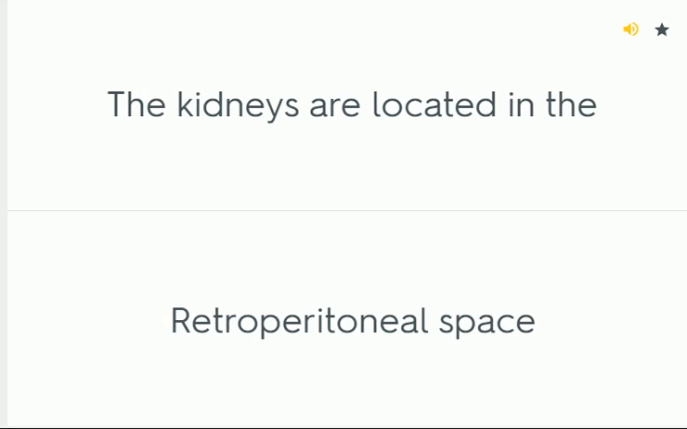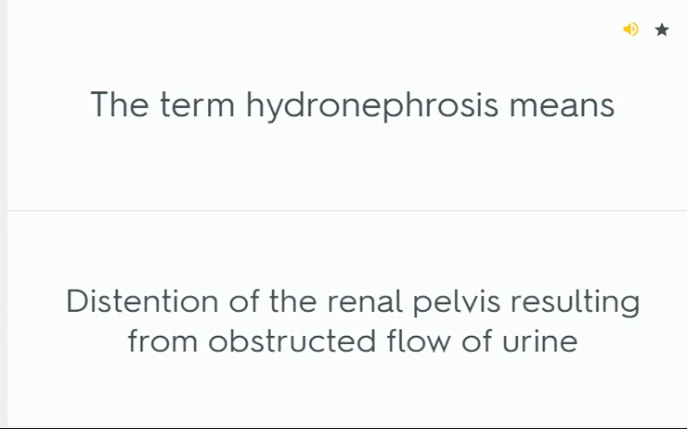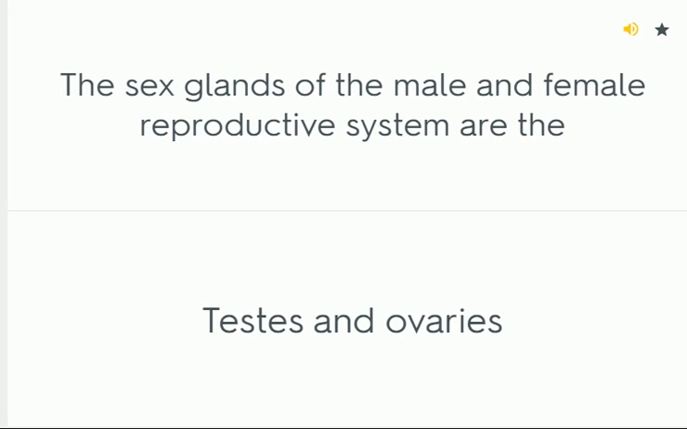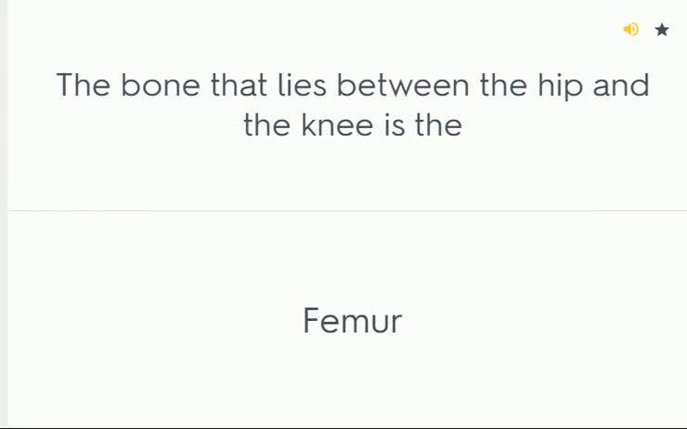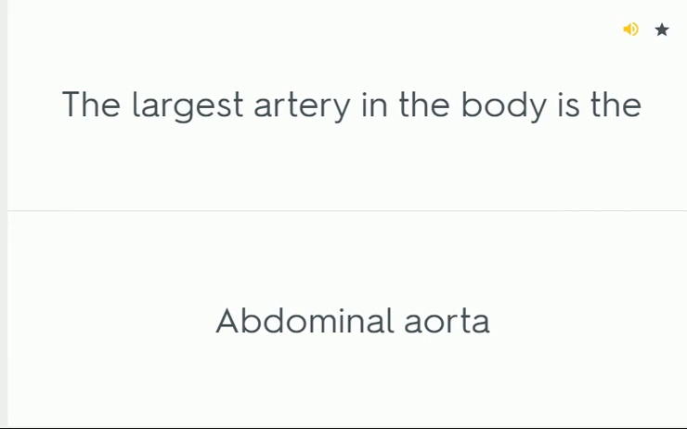The kidneys are located in the retroperitoneal space. The term hydronephrosis means distension of the renal pelvis resulting from obstructed flow of urine. The sex glands of the male and female reproductive system are the testes and ovaries. The bone that lies between the hip and the knee is the femur. The largest artery in the body is the abdominal aorta.